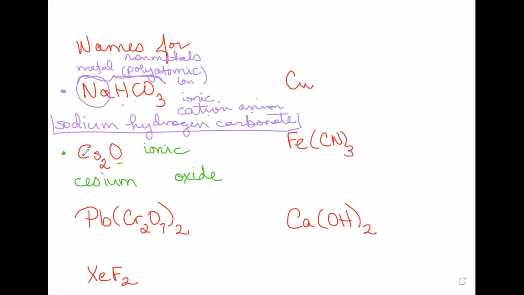Now, is cesium a main group metal or a transition metal? Main, so I don't need to write the charge, right? It's not lead or tin either, so I don't need to write the charge. So we're done, cesium oxide. Okay, what about the next one? Ionic or molecular?